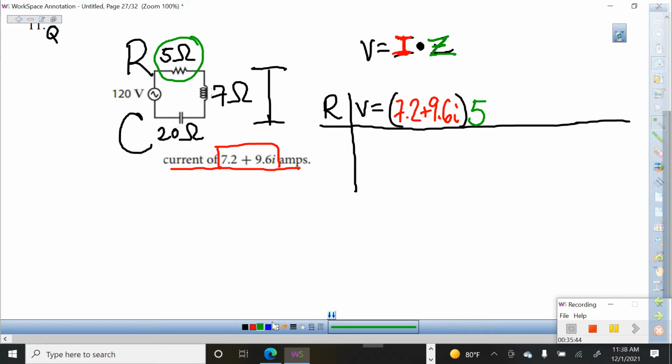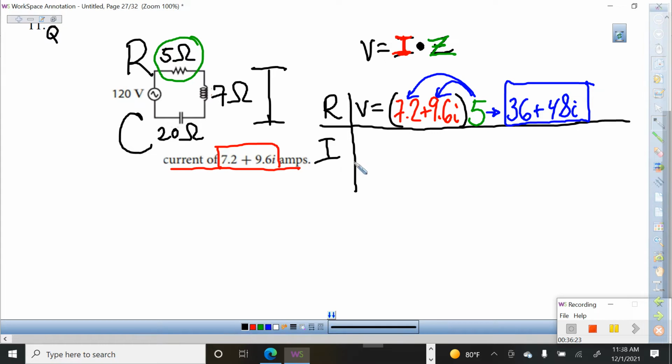And then all we have to do is distribute and simplify to get our voltage. So what is 5 times 7.2? That is 36. What is 5 times 9.6i? That is positive 48i. And this is the voltage going through the resistor. Fairly simple, yes?